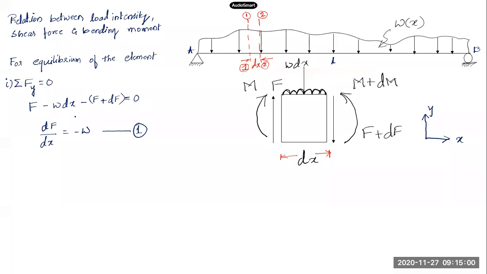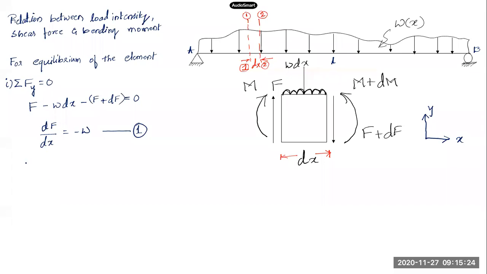So from this equation, what we got to know is that the slope of the shear force diagram is equal to the intensity of the load at that point. This is the first relation. The minus sign indicates that whenever there is an increase in x, an increase in the distance, the shear force is reducing. That is what this relationship says.